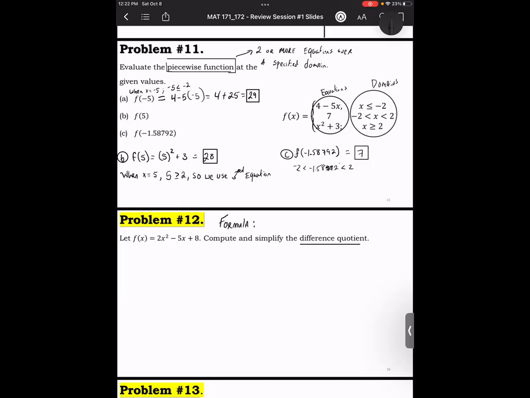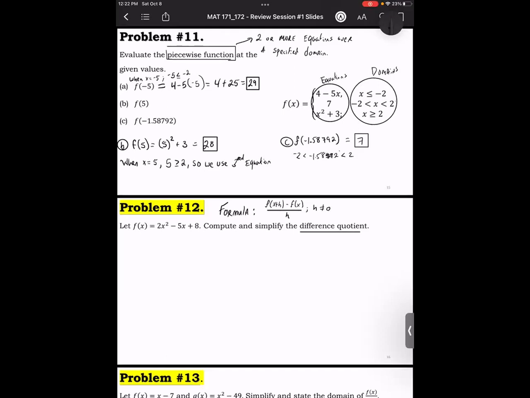Is it f of x plus h, minus f of x, and then all over h? That's right. It's f of x plus h minus f of x divided by h, as long as h is not equal to 0. So one thing to note in math is that when you're dealing with the real number system, or in general, you don't divide by 0.